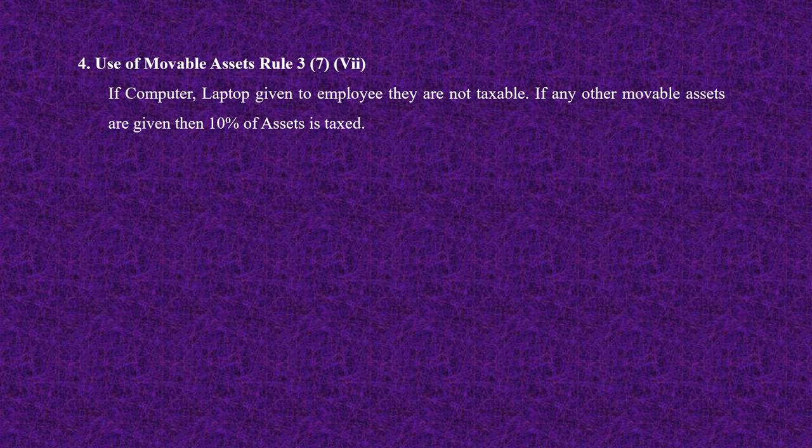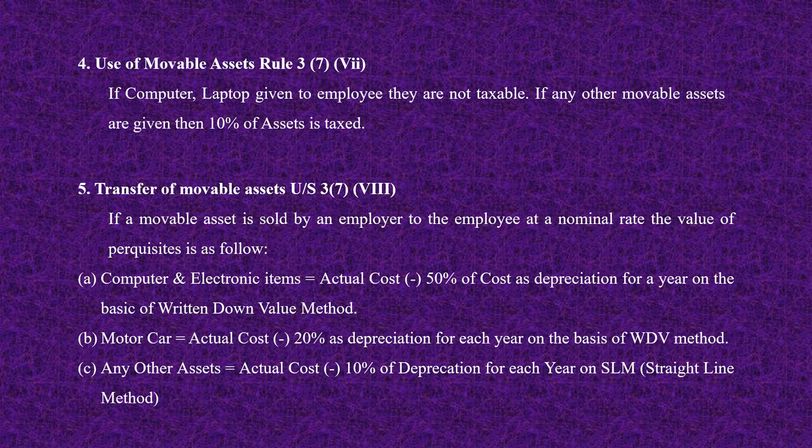That is the rule. In the case of the fifth one, transfer of movable assets under section 3(7)(viii), what happens? If a movable asset is sold by an employer to the employee at a nominal rate, the value of the perquisite is as follows. In the previous case, a movable asset is given for use to the employees. Here, the asset itself is sold to the employee. So there is a difference between the fourth point and the fifth point. In this case, what amount will be taxed?